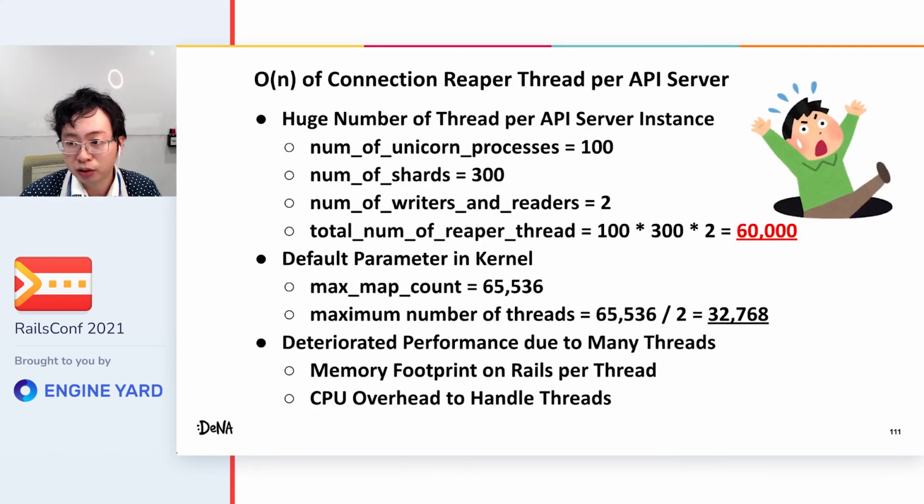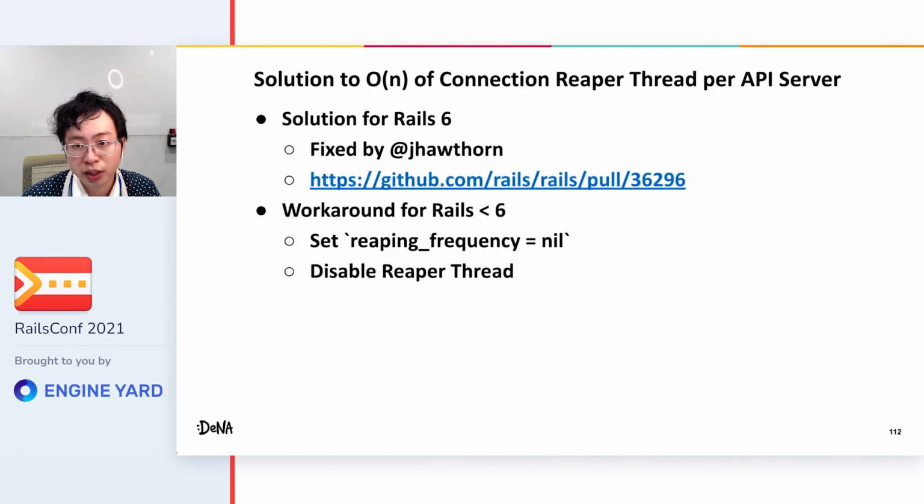So this actually exceeds the default parameter in the kernel, and also we can see the deteriorated performance due to many threads. Actually, in Rails 6, this is already fixed. And if we are using Rails under 6, you can set the reaping frequency equal to nil and disable the reaper thread.